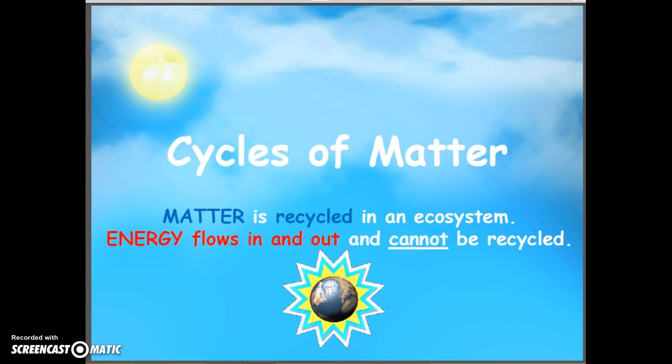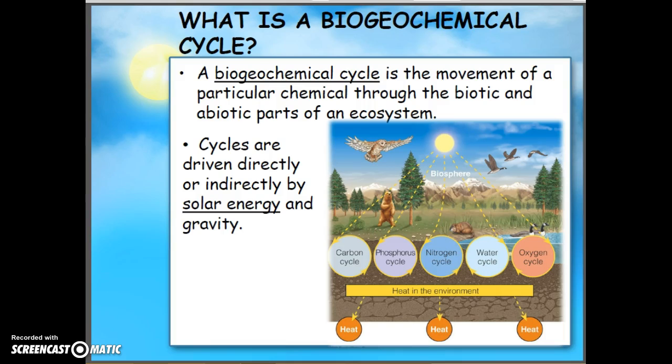So with that being said, we are going to talk about matter moving throughout cycles in nature. We call these cycles biogeochemical cycles, and that is just moving certain chemicals throughout the living and non-living parts of an ecosystem. It's important to keep in mind that these cycles are all driven by the sun's energy and gravitational pull. So we will discuss the carbon cycle, the phosphorus cycle, nitrogen cycle, water cycle, and oxygen.